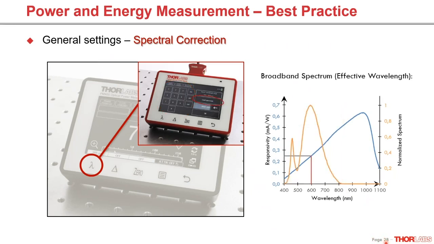It gets a bit more complicated when using a broadband light source, like the here shown white LED. In this case, it is necessary to calculate an effective wavelength and therefore an effective responsivity from the light spectrum and the sensor responsivity. The here shown power meter, the PM400, does the job for you. You can upload light spectra to the instrument in comma-separated lists and choose those for the wavelength correction in the wavelength dialog.